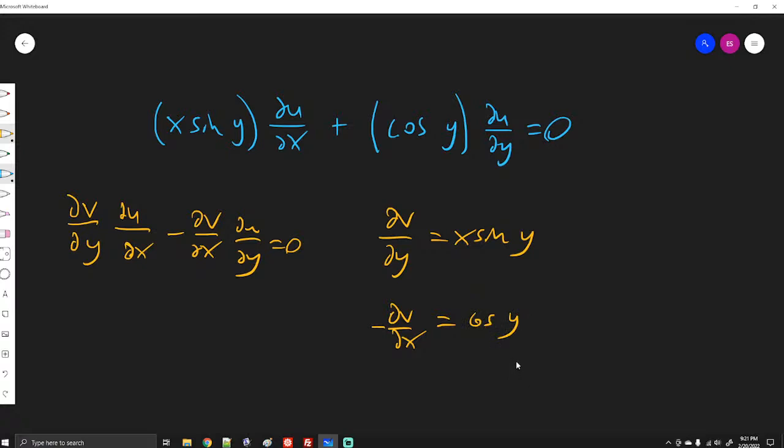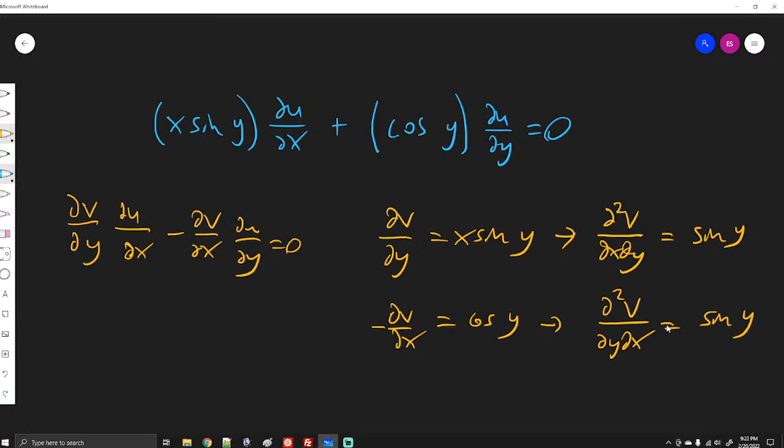So does a potential function exist? Well, we can find out by finding the mixed partial derivatives of v. So doing that, I get the second derivative of v, this is equal to sine y. And the second derivative of v, partial of y, partial of x, this is going to be just sine y, because if I bring the minus sign over and then I take the derivative of negative cosine y, it just gives me positive sine y. So because these mixed derivatives are equal, there exists a potential function v that satisfies these two equations here.